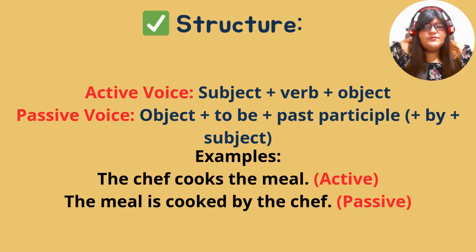And we have examples. The chef cooks the meal. This is active voice. Then we have the meal is cooked by the chef. This is passive voice. If you see here, we have the verb in past participle. That is one indicator that it is in passive voice, right? And the most important, the preposition by. When you see the preposition by, immediately you should know that the sentence is in passive voice.